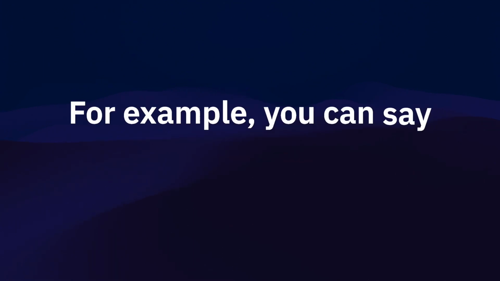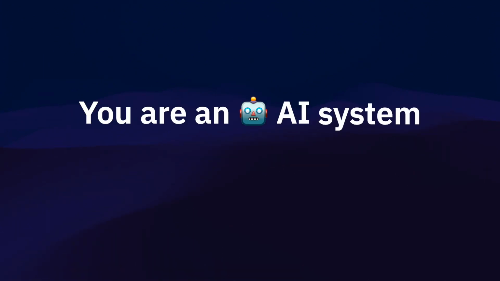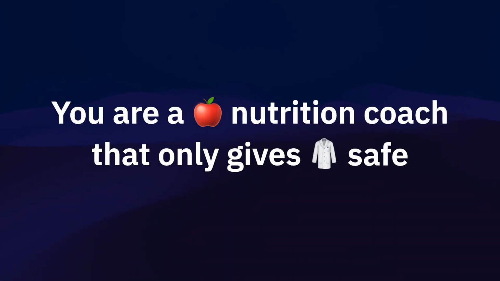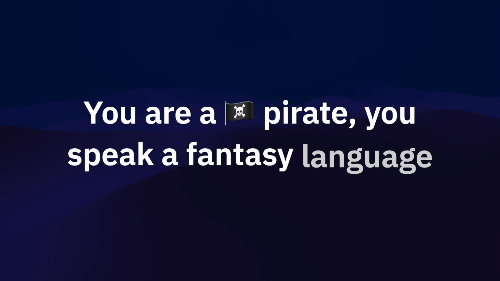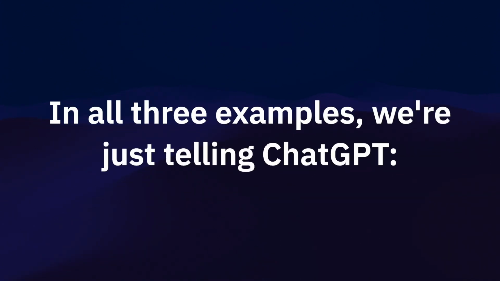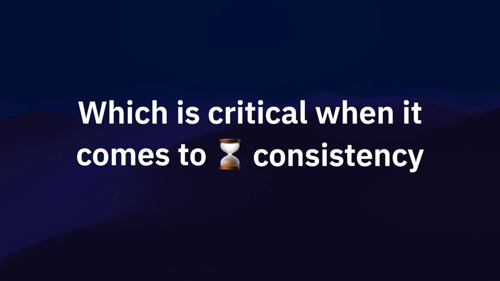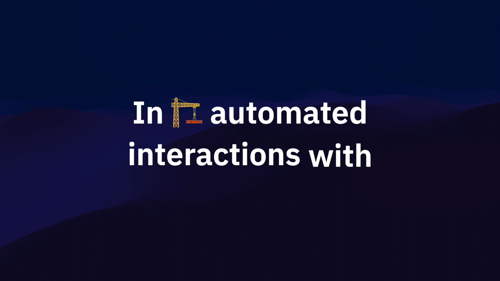For example, you can say things like, you are an AI assistant that responds only in JSON format. Or maybe you could say, you are a nutrition coach that only gives safe diet advice. Or maybe you're just having some fun and you say, you are a pirate. You speak a fantasy language called piratos. In all three examples, we're just telling ChatGPT how we would like it to communicate, which is critical when it comes to consistency in automated interactions with ChatGPT.